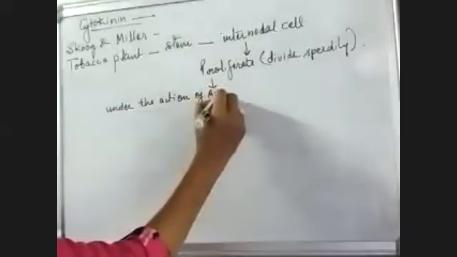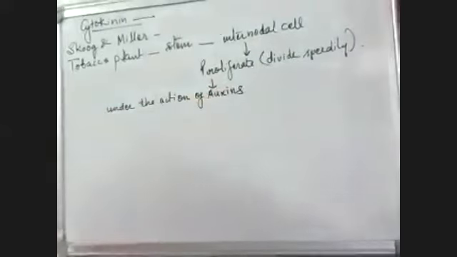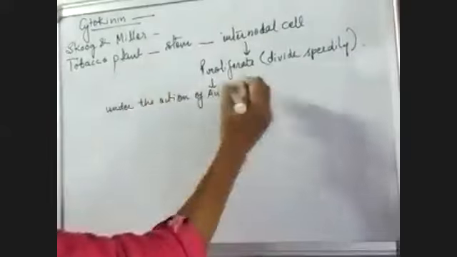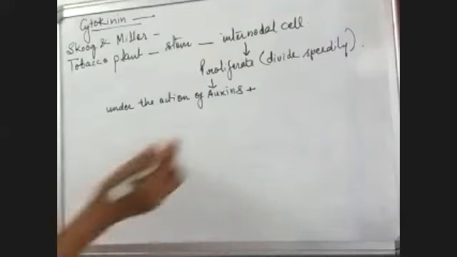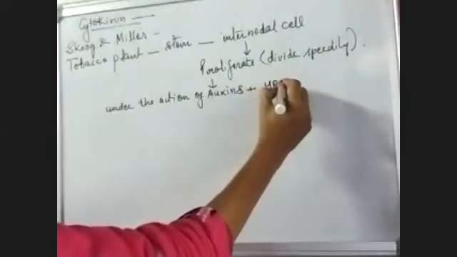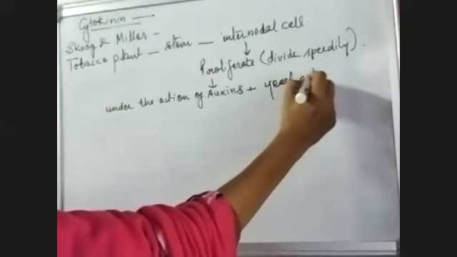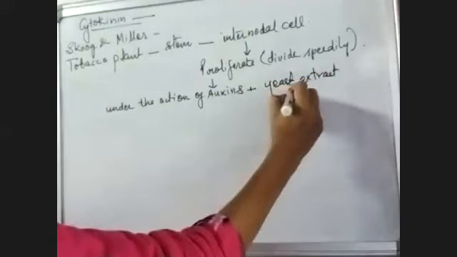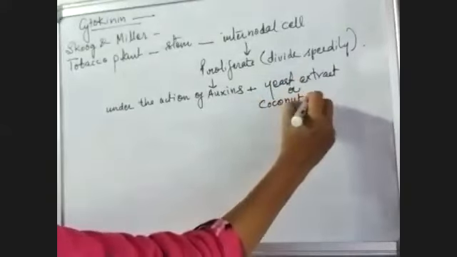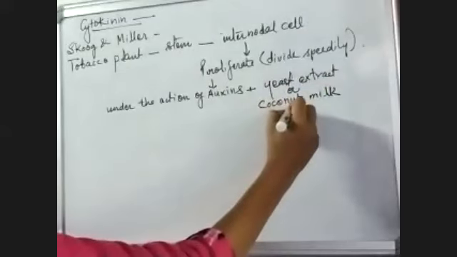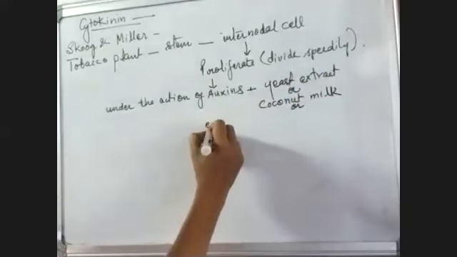auxins, but not auxins alone. Along with auxins, something else had to be added. And that something else which was added along with it was either yeast extract, or coconut milk, or extract of vascular tissue.